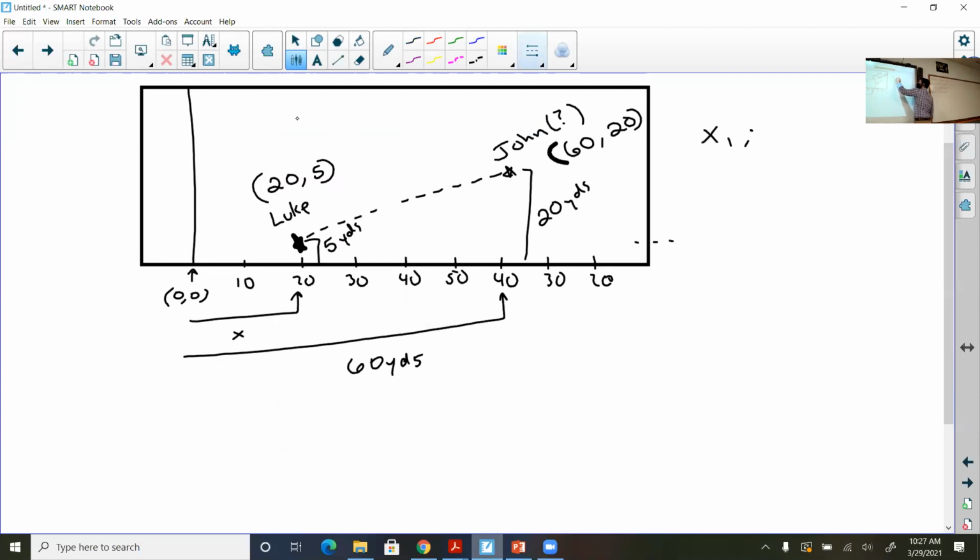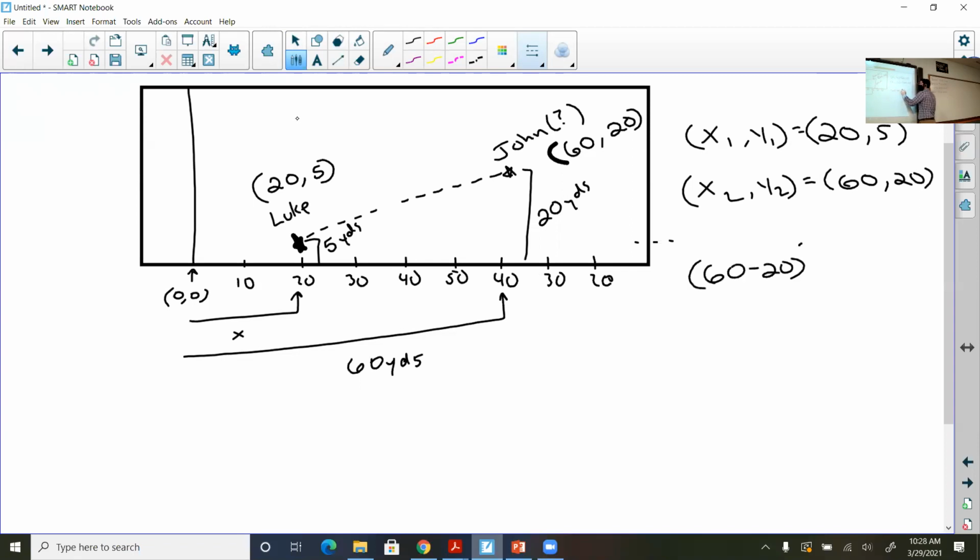All right, so my X sub 1, Y sub 1, I'm going to say is 20, 5. And my X sub 2, Y sub 2 is going to be 60, 20. So due to our time constraints, I'm going to go through and do the problem you may have already started. But I'm going to subtract my X values. So 60 minus 20 squared, plus, and now I'm going to subtract my Y values. So 20 minus 5 squared.